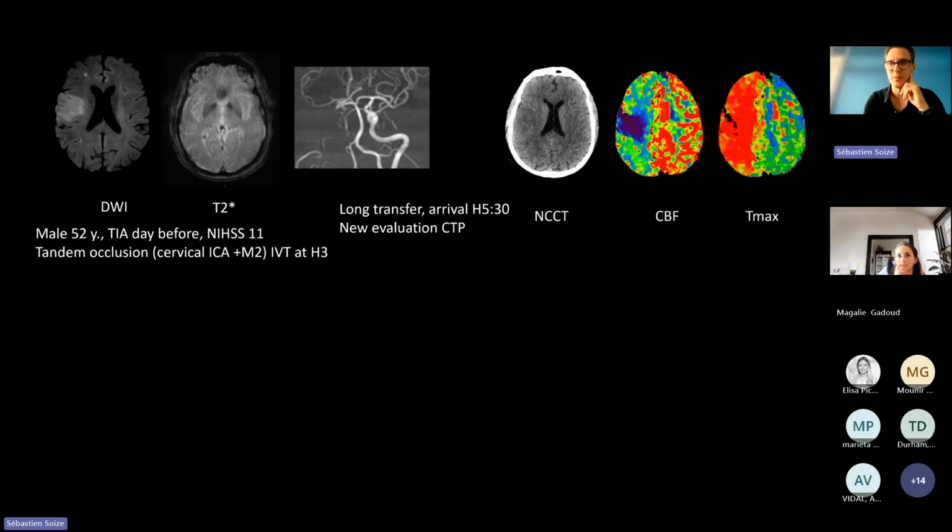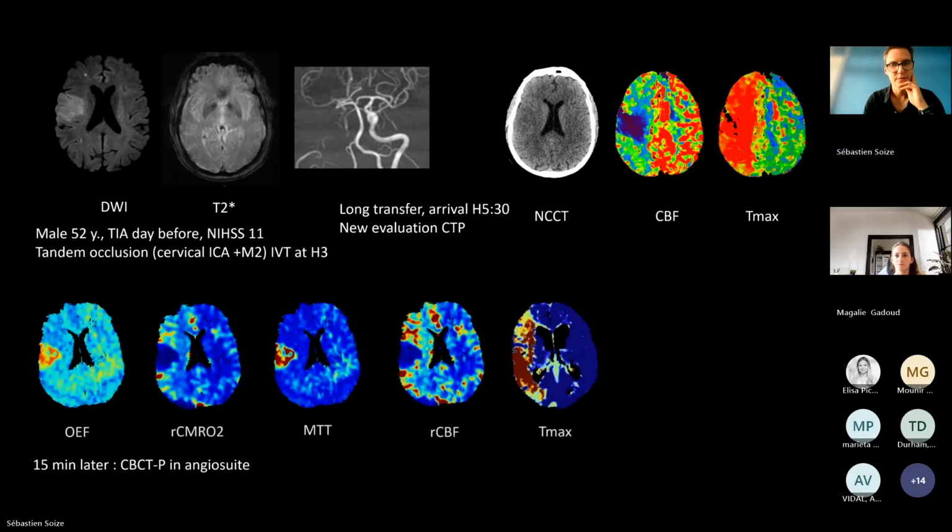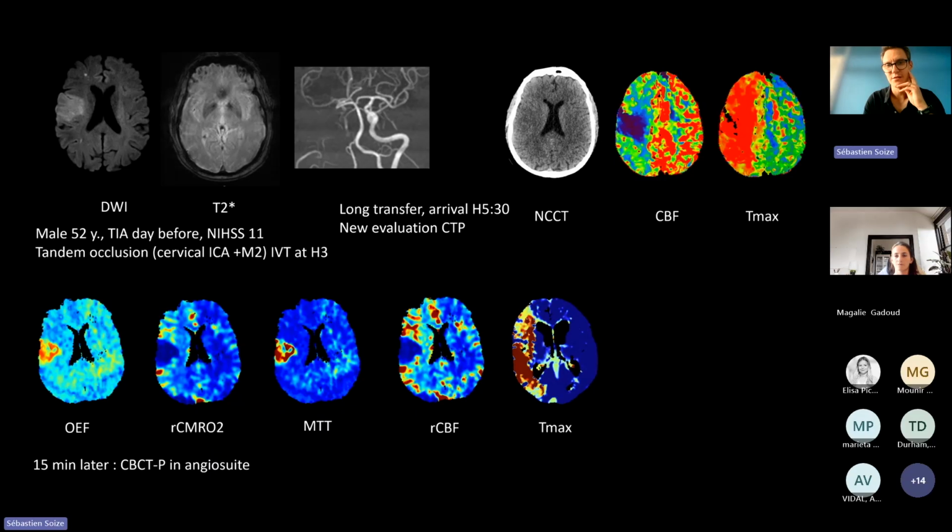So we've done a CTP that you got here on a General Electric emergency scanner, with the CBF, which is kind of the same as the core on the DWI, and there's still plenty of tissue to save with a big penumbra on the Tmax. 15 minutes later than this CT, we acquired a second perfusion map while the anesthesiologists were preparing the patient.